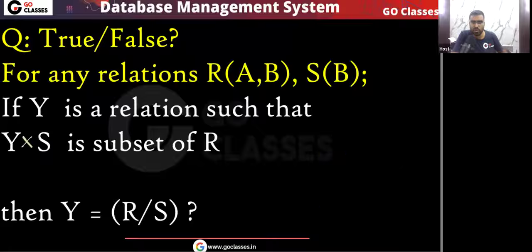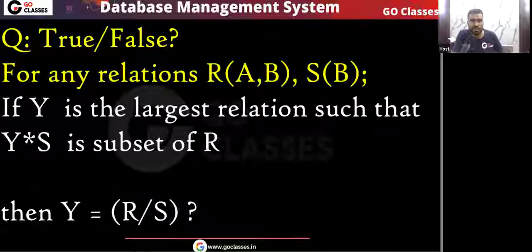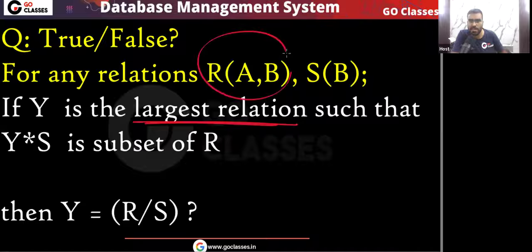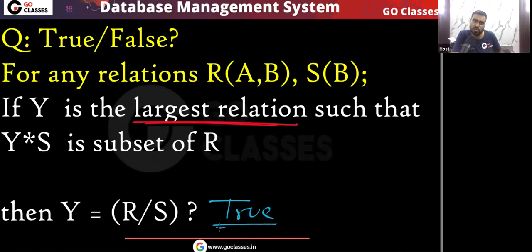In the same question, if I change and write that Y is the largest relation, R is AB, S is B, Y is the largest relation such that Y cross S is a subset of R, now can I say this? Now this statement is true.